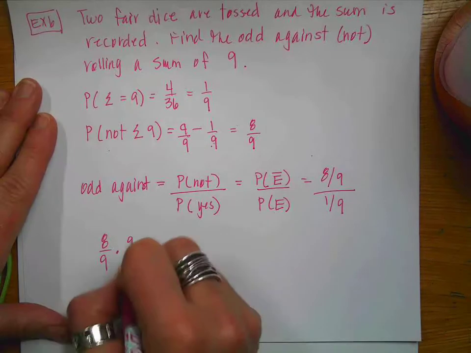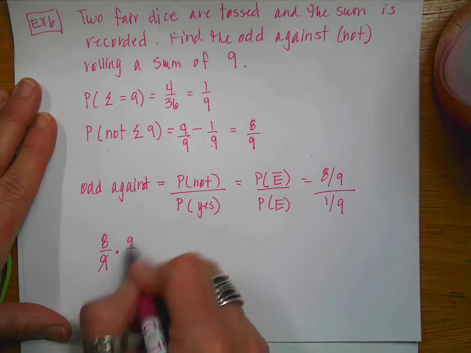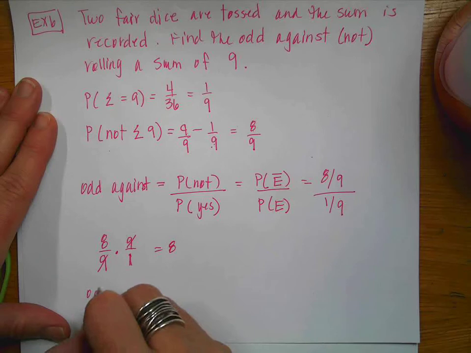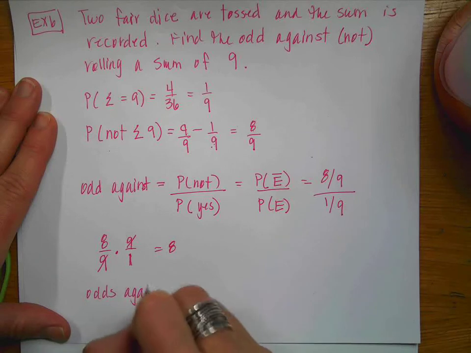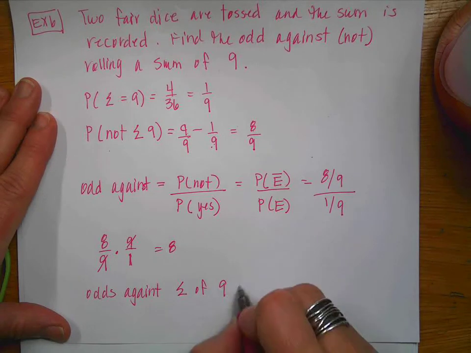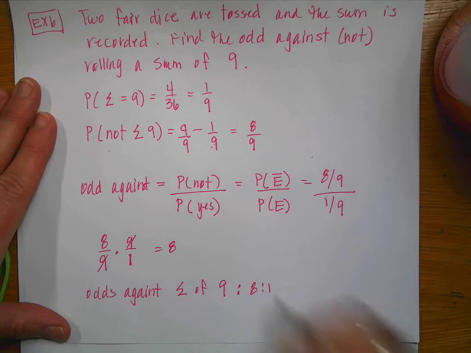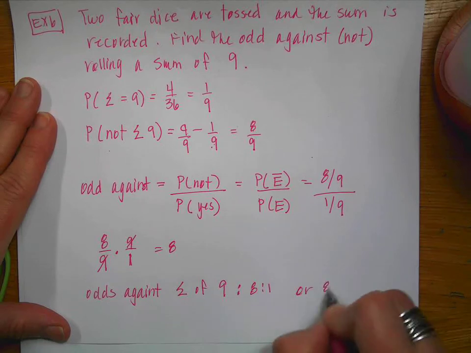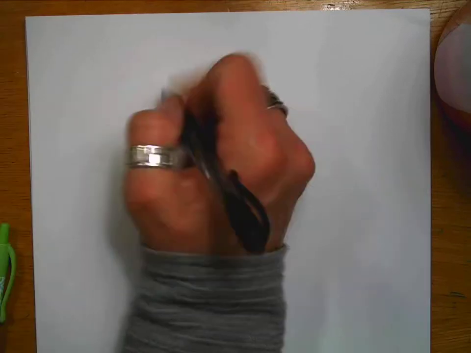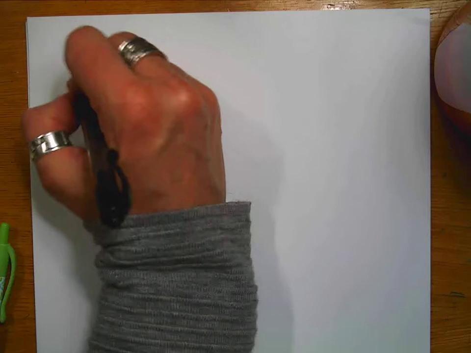So if I do that math, I have a fraction divided by a fraction. So I have 8 over 9 times 9 over 1. The 9's cancel, and so I get 8. So then I would say the odds against a sum of 9, you always want to say what the number represents, is going to be 8 to 1. Okay? Alrighty.